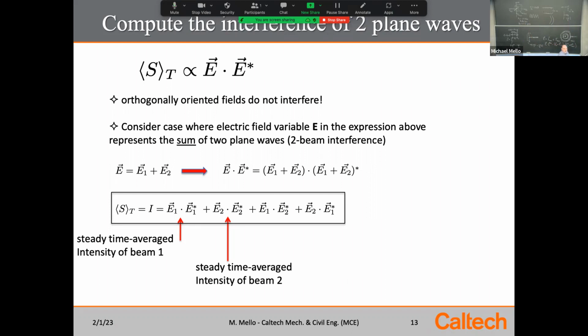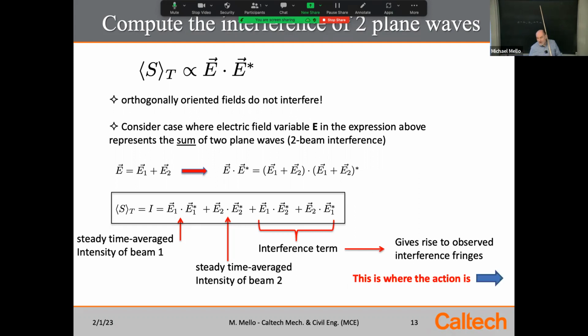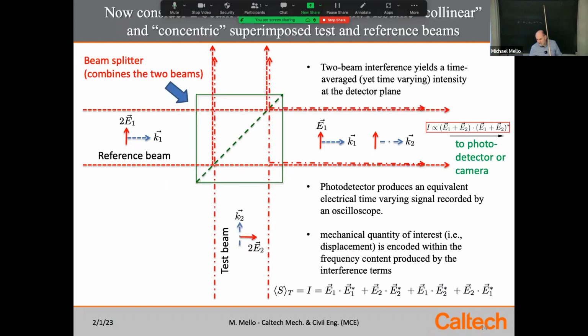Here's the magic. It's this term right here. It's the combination of these cross products between E1 and E2 conjugate and E2 and E1 conjugate. They are the ones that give rise to this. The interference that you get from an interferometer comes from these terms. That's where the magic of interferometry happens. These give rise to interference fringes. That's the summary of everything we just talked about.